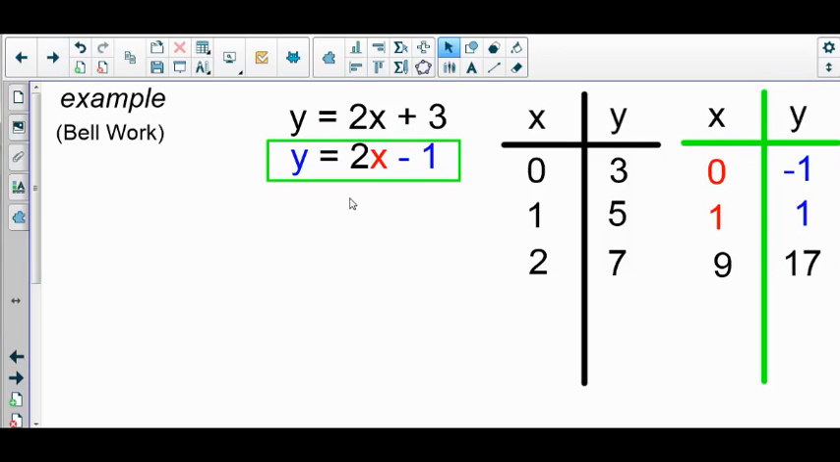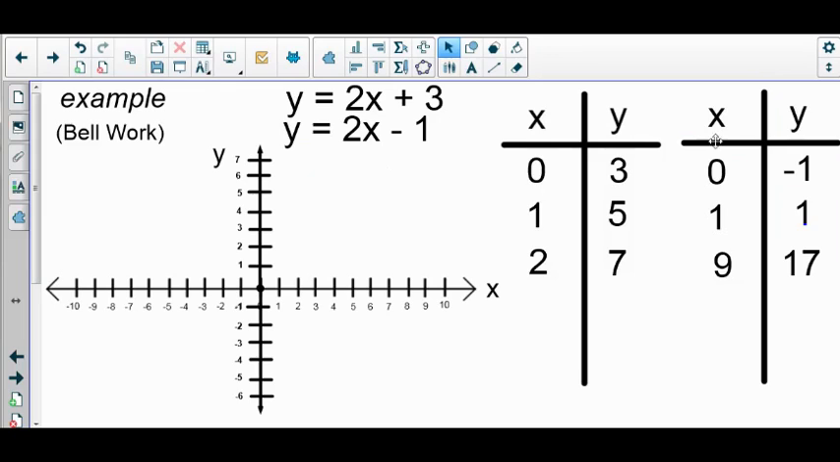Okay, you should have had 2 times 9 is 18. And 18 minus 1 is 17. So that gives you a general idea of how you can fill these tables out for these two lines. So now let's go ahead and use these two tables from these two linear equations, and let's plot both of these lines. Let's graph these lines.